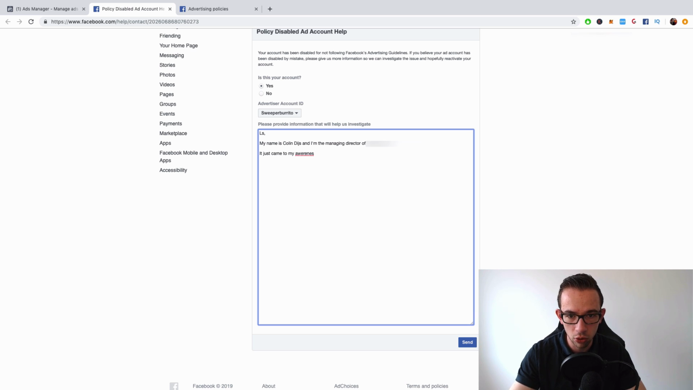Just came to my awareness. This doesn't have to be perfect. Even if your English is not perfect, just write a little bit of a story, it doesn't matter. Awareness that one of our ad accounts got disabled. Never say banned, because that's what we say, right? We just say disabled, because they also say disabled, which is very unfortunate. Oh, it really is.